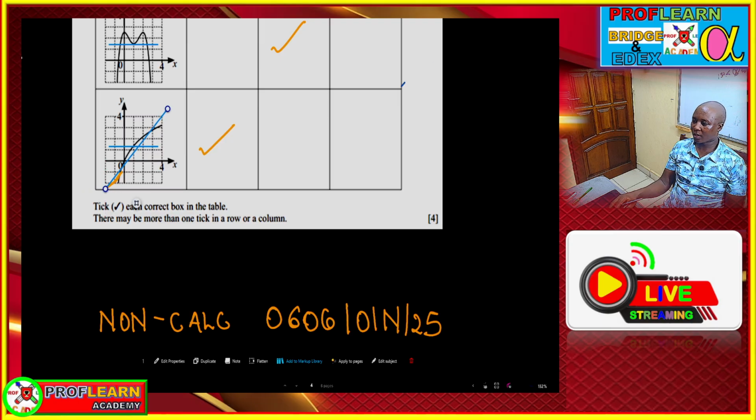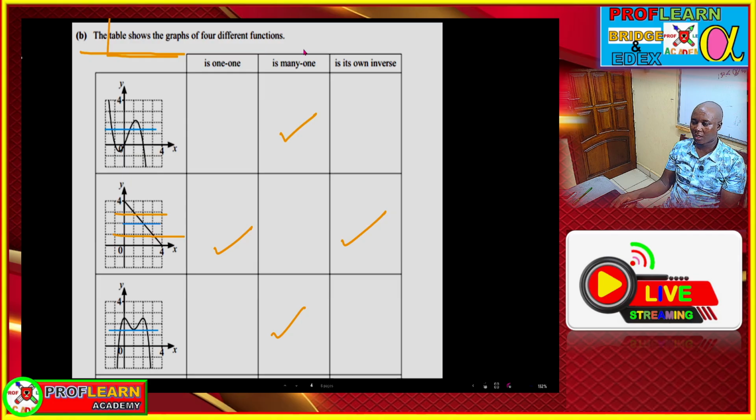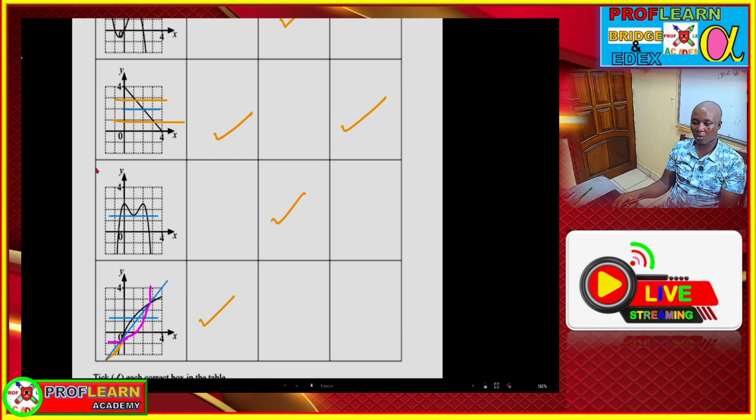Because of that, you can see now this graph is going to be reflected like that, which means the inverse does not lie on the same graph. This is the inverse of this function that we were having there, so it does not have its own inverse. So it's a one-to-one function, but it's not its own inverse.